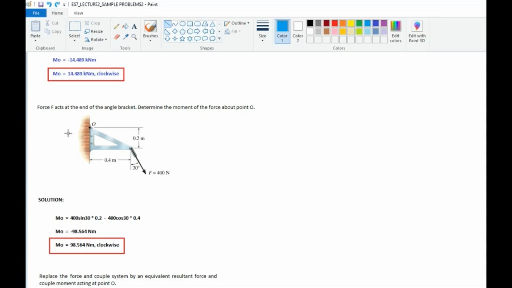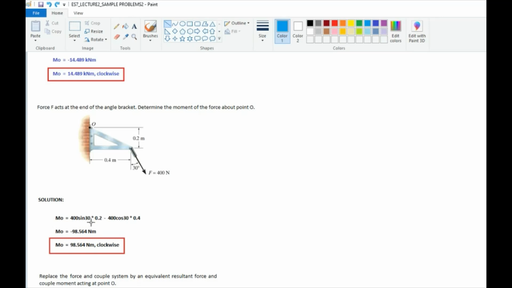Next, we have this. Force F acts at the end of the angle bracket. Determine the moment of the force about point O. Same thing, just break F into components, the X component and the Y component. Let's first express the X component of F. That would be 400 sine 30, because the X component is opposite this angle. So, 400 sine 30.